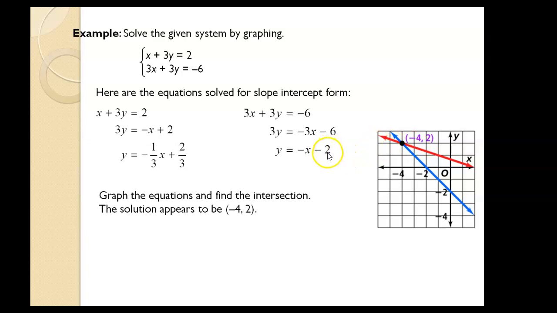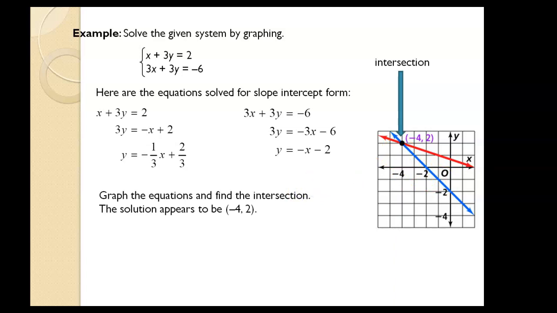The next one is a lot easier because the y-intercept is negative 2. I start at negative 2 and the slope is negative 1. So I go one up, one to the left. And when I connect those points, I will get the blue graph. Now to see where the intersection is. The intersection is right here, the point negative 4, 2.